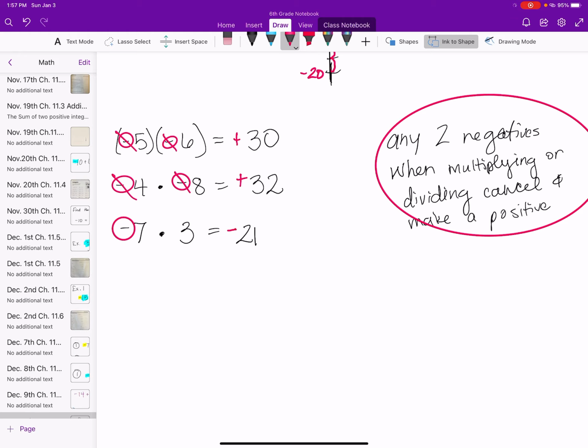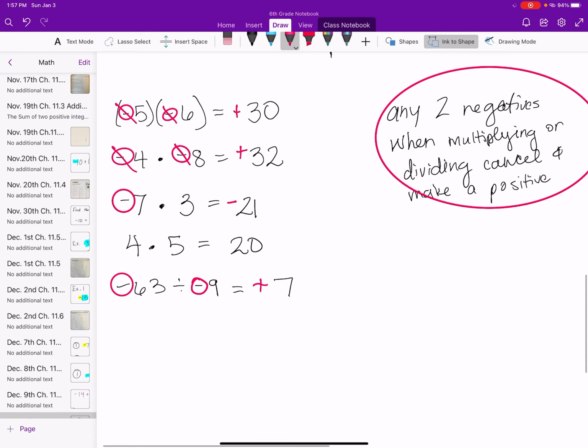If we had just something like 4 times 5, well, they're both positive. Ooh, that made a funny shape. 4 times 5 is 20. They're both positive, so our answer stays positive. Let's switch it up and do some division really quick. So we have -63 divided by -9. 63 divided by 9 is 7. And because we have two negatives, they cancel out. We get a +7 as our answer.